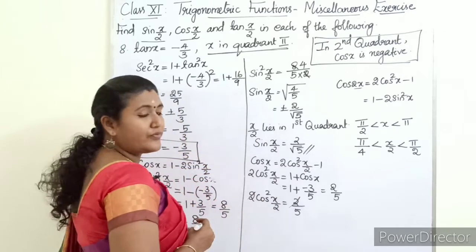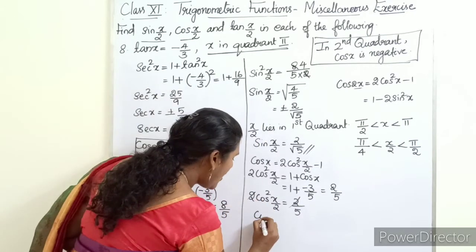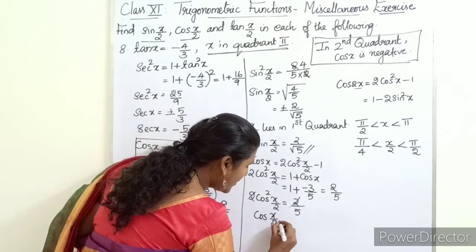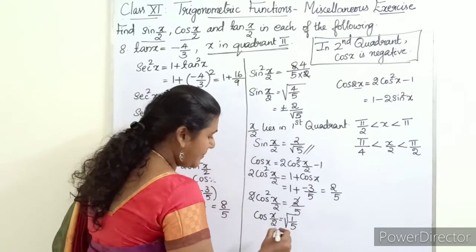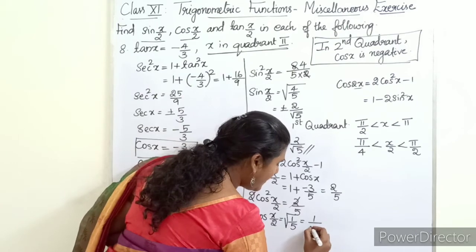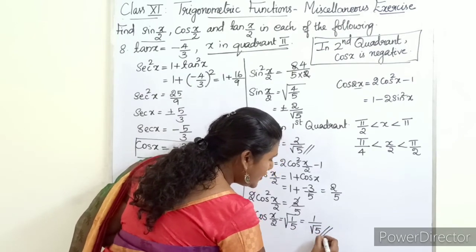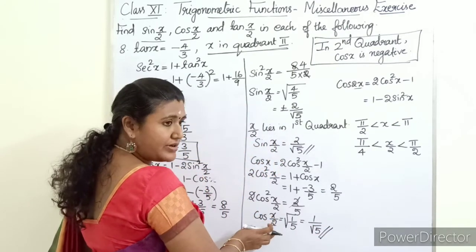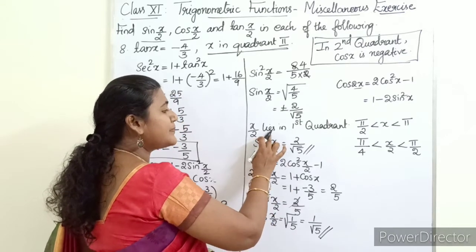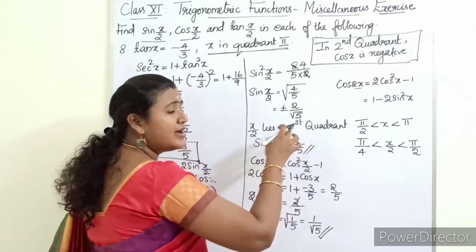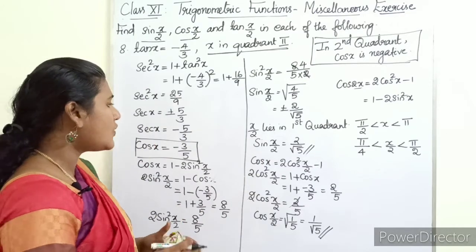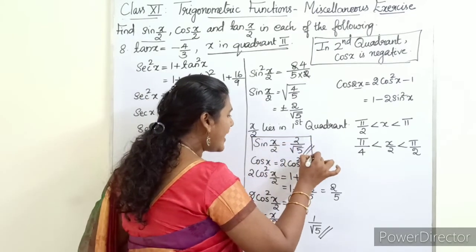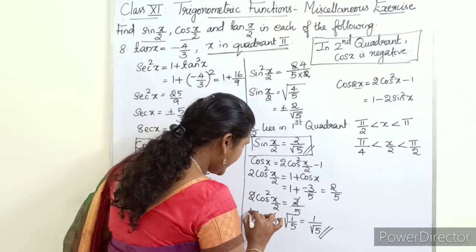Here this 2 and 2 will get cancelled, and cos x by 2. Now we are going to find out cos x by 2 is equal to root of 1 by 5, which is equal to 1 by root 5. This value is also positive. Why we have taken positive value? Because x by 2 lies in first quadrant. In first quadrant, all the trigonometric ratios are positive. So we got sin x by 2 value, and now we got cos x by 2 value.